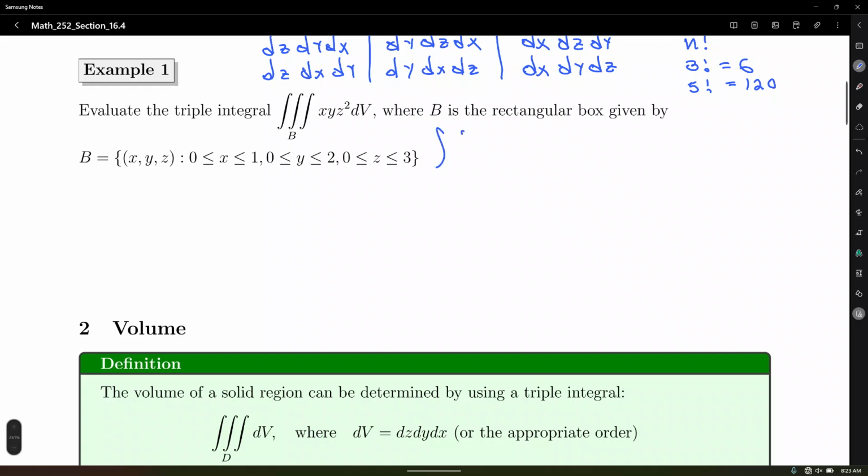So just the triple integral from 0 to 1, 0 to 2, 0 to 3, of x y z squared dV. So integrate, wait, let me iterate this. Let me go about dz, dy, dx.